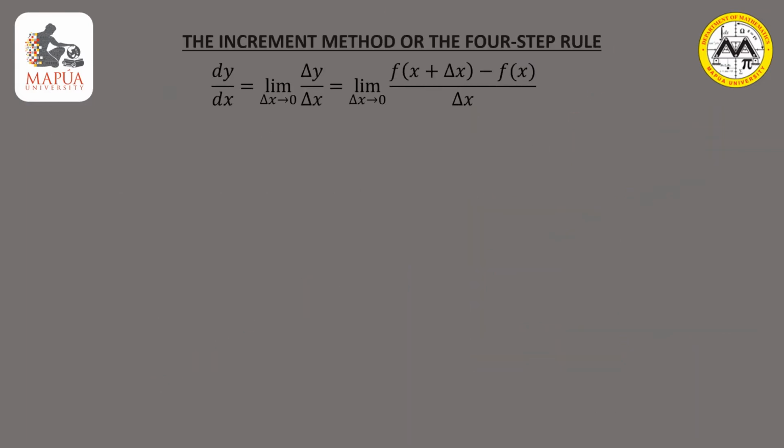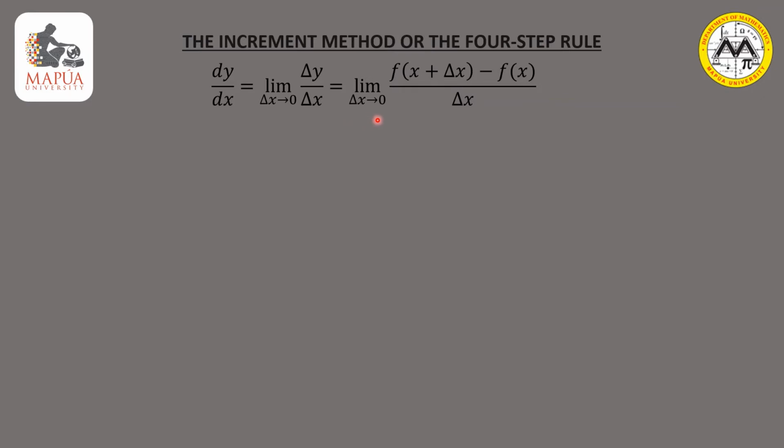Recall how we define the derivative of a function, dy dx. It is defined in terms of the limit of the ratio delta y divided by delta x as delta x approaches 0, or we have it in terms of the limit of the difference of f of x plus delta x minus f of x, divided by delta x, as delta x approaches 0.